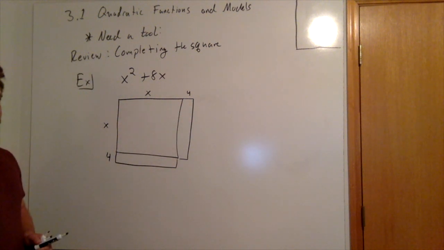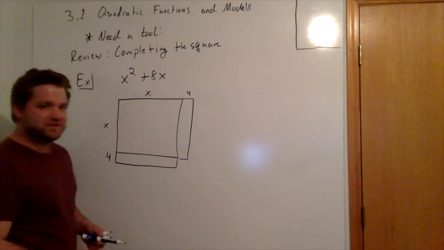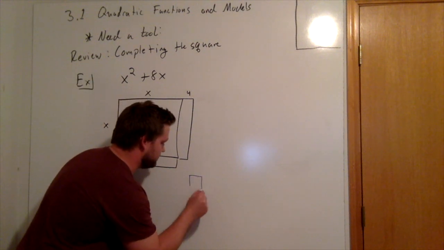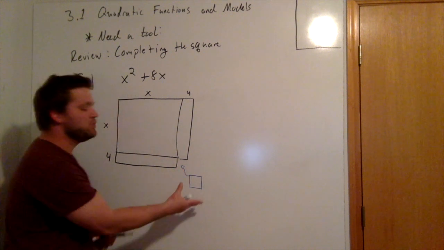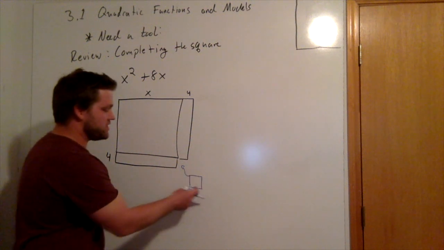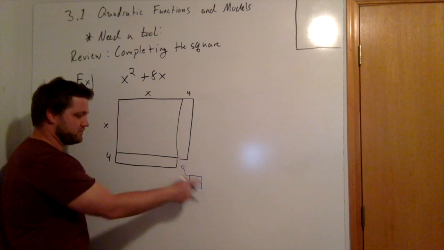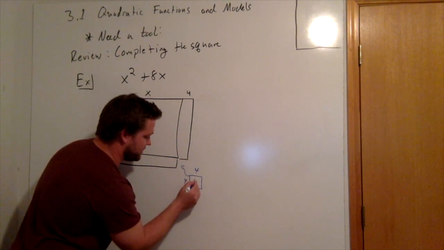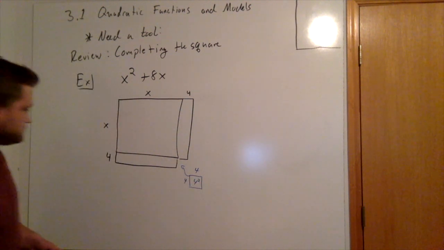Now I want to complete the square. Notice that there's this little missing piece that we want to insert right here. So let's go ahead and draw that. If I were to take a little square and put it right here, I would be completing the square. So let's think about what the area of this piece would have to be. The length here is 4, the length here is 4, so this is a 4 by 4 box. Its area is 4 squared. I'm going to go ahead and add it right here.